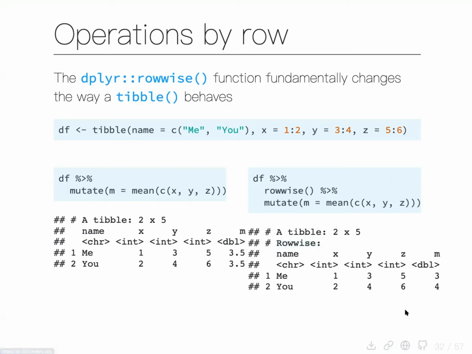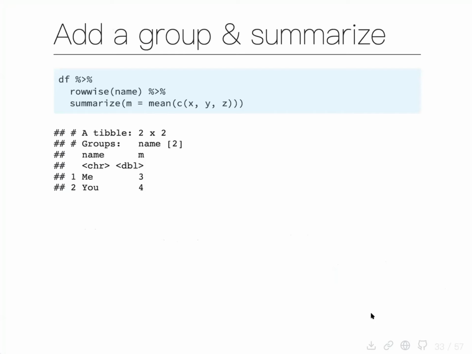It will compute the mean for each row. All right. One way to think about row-wise is it's basically the same as if you said group by every single row. Okay, so it's like a group by, but the group by is every row. So every row is its own group. So if you want to add something to your row-wise, then when you summarize, it will leave that in there. So I say row-wise name, just like I would say group by name, right? And then when I say summarize, m is equal to mean whatever, name will stay in there.